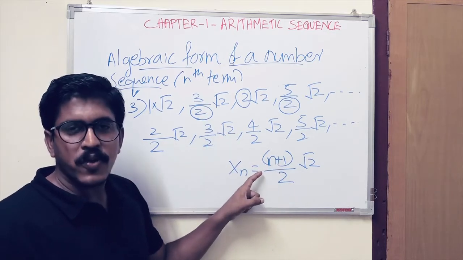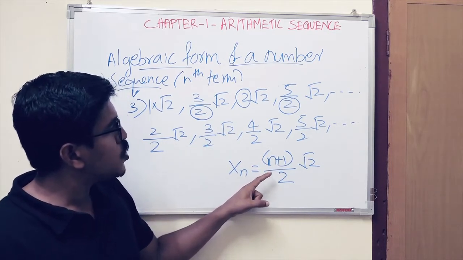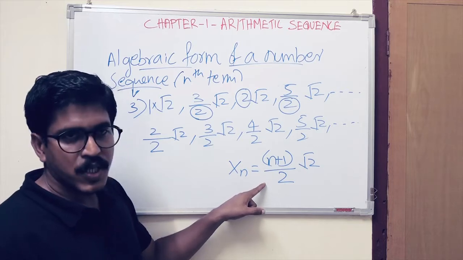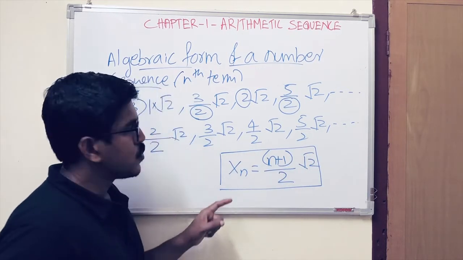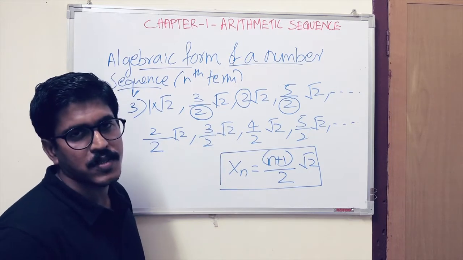In this way, we can construct all the terms from this general form. So this is the algebraic form of this number sequence.